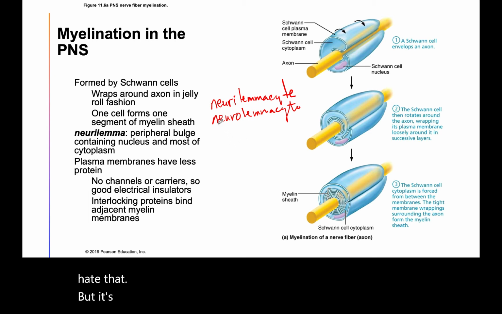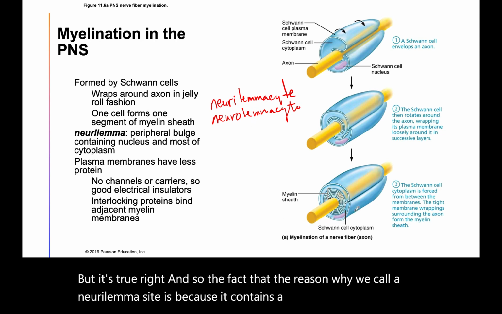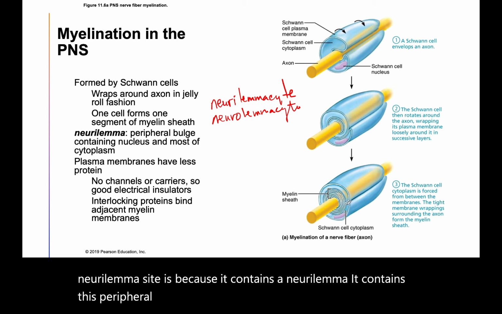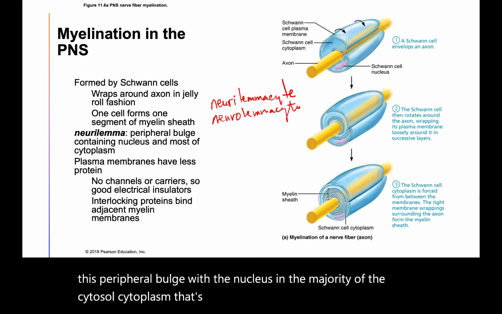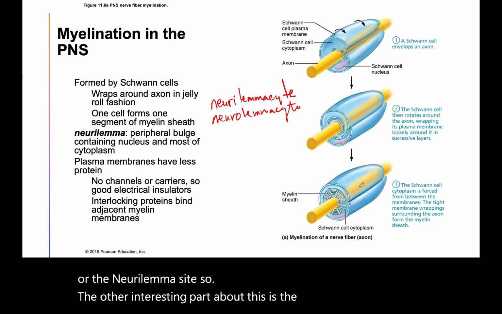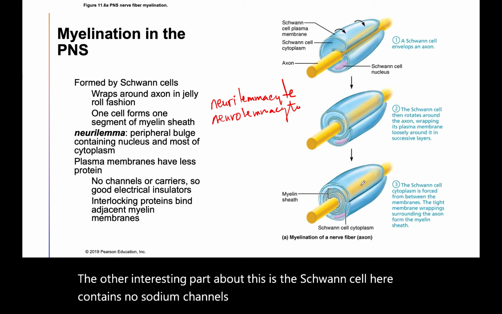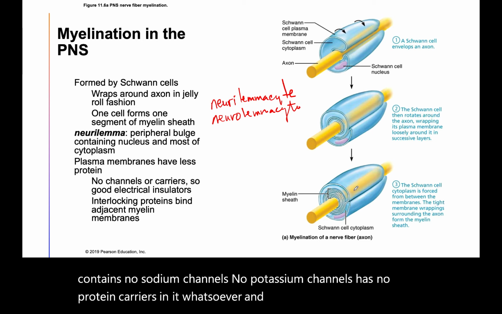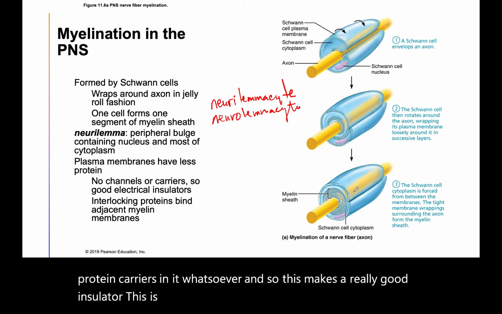All right. And so the reason why we call this a neurolemmacyte is because it contains a neurolemma. It contains this peripheral bulge with the nucleus and the majority of the cytoplasm from within the Schwann cell, or the neurolemmacyte. The other interesting part about this is the Schwann cell here contains no sodium channels, no potassium channels, has no protein carriers in it whatsoever, and so this makes a really good insulator. This is why we use this as a conduit, if you would, for myelin.